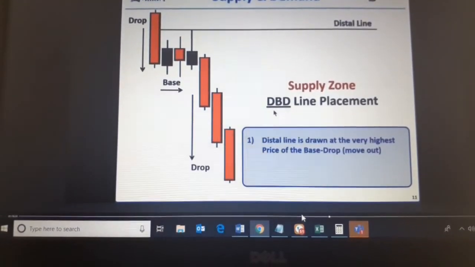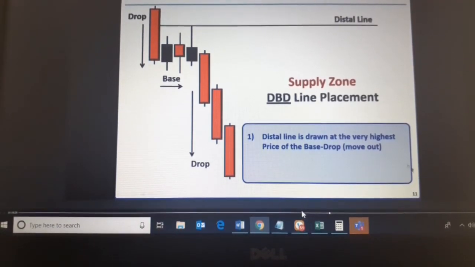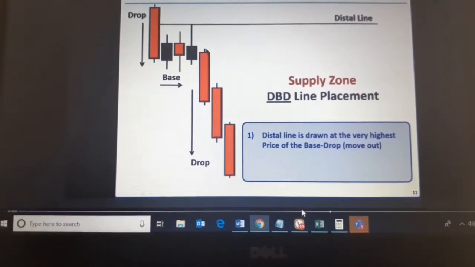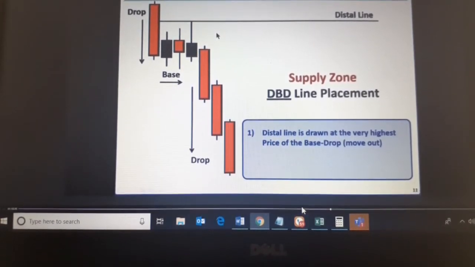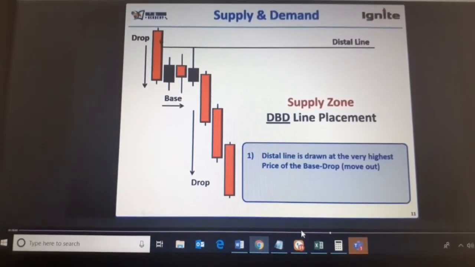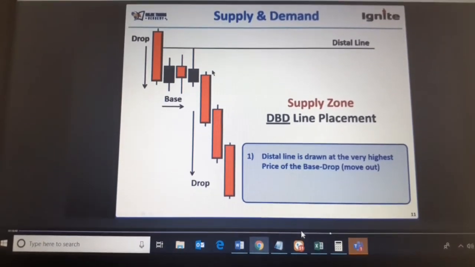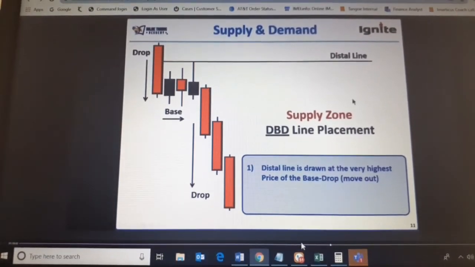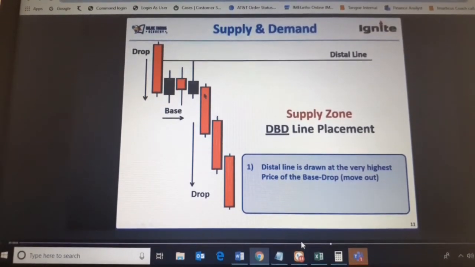So distal line is drawn at the very highest price of the base or drop. Base or drop is also called the move out. So whichever candle among the base or the leg out has the highest wick, we will draw the distal line on that wick, ignoring the leg in's wick. If the leg in's wick is higher, then we'll ignore it and draw the distal line on the very highest of the bases or the leg out.